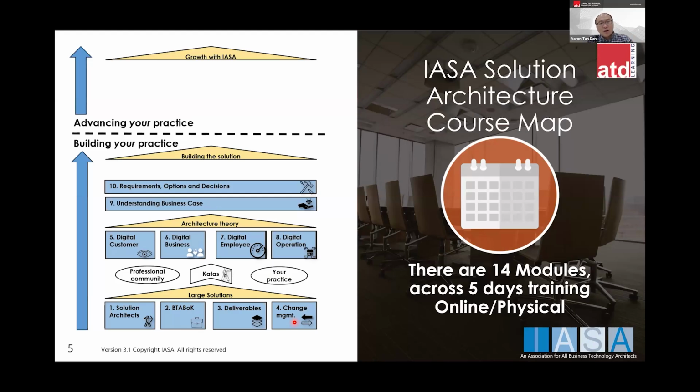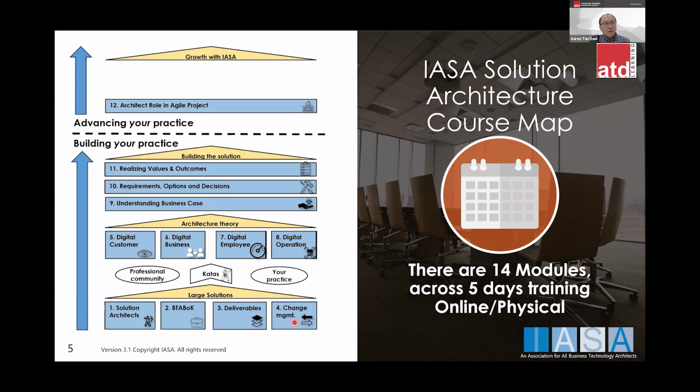So once we understand requirement, option, and decision at module 10, then we go to module 11. How do we realize value and outcome, right? How do we know that our project is successful, and what outcome or benefit will our business realize from the solution that you deliver? So that's module 11. Then, of course, we continue with module 12, right? We get involved in the project. After we come up with all the justification, ROI, etc., we go into the agile project.